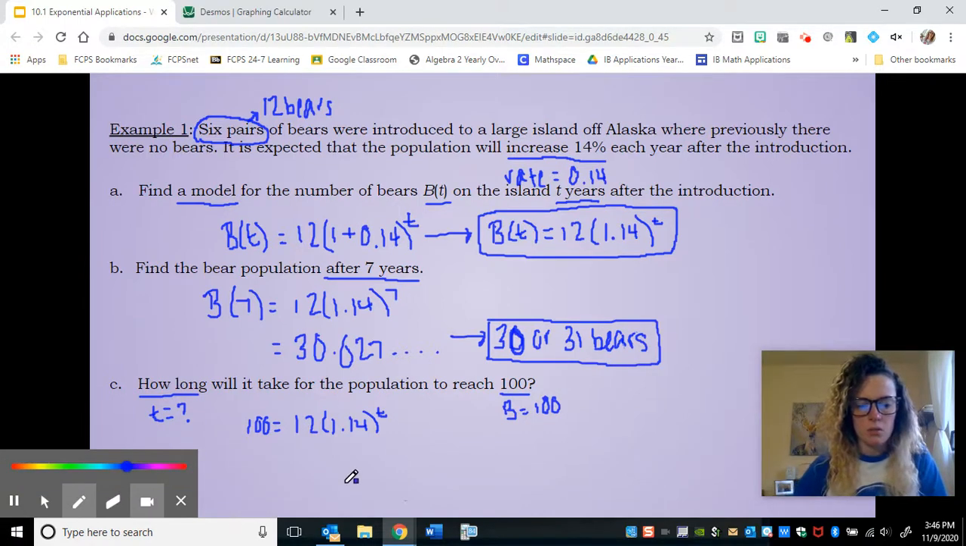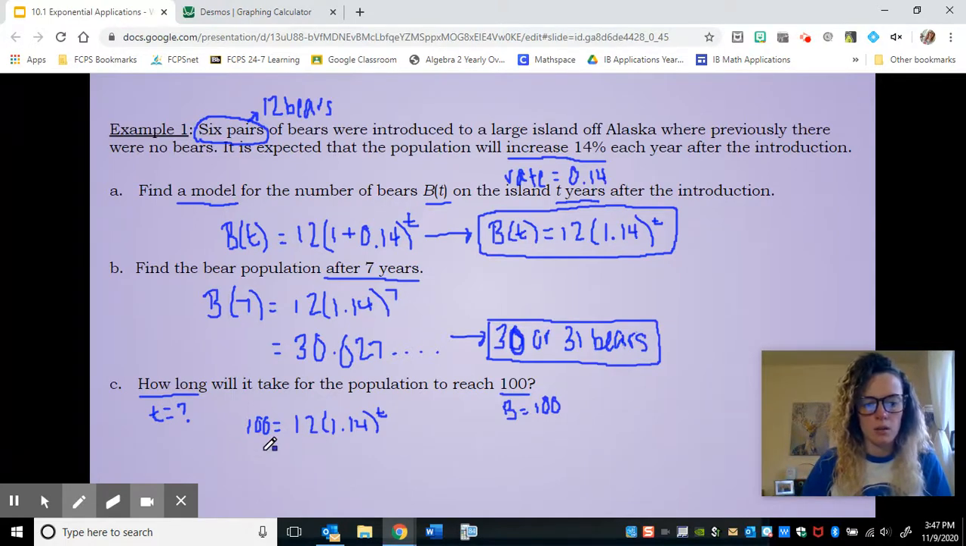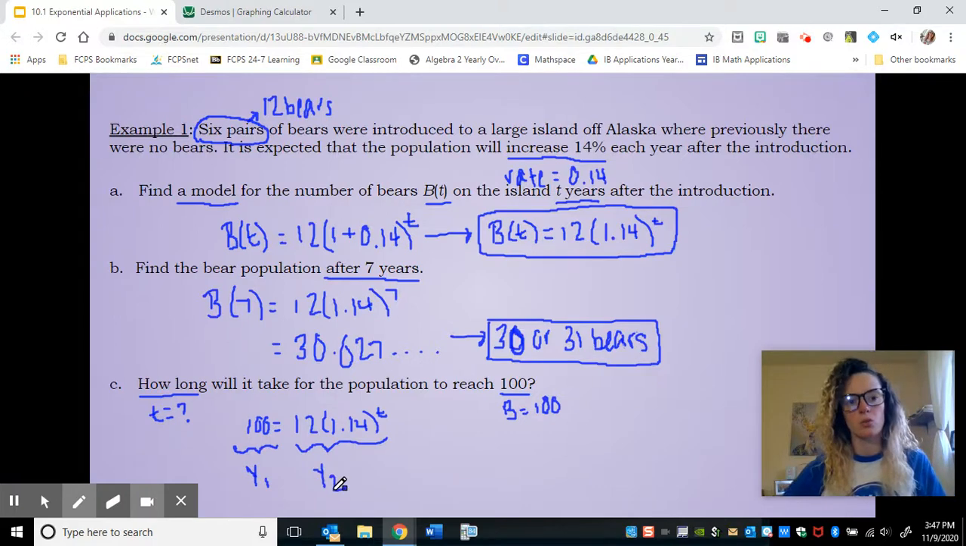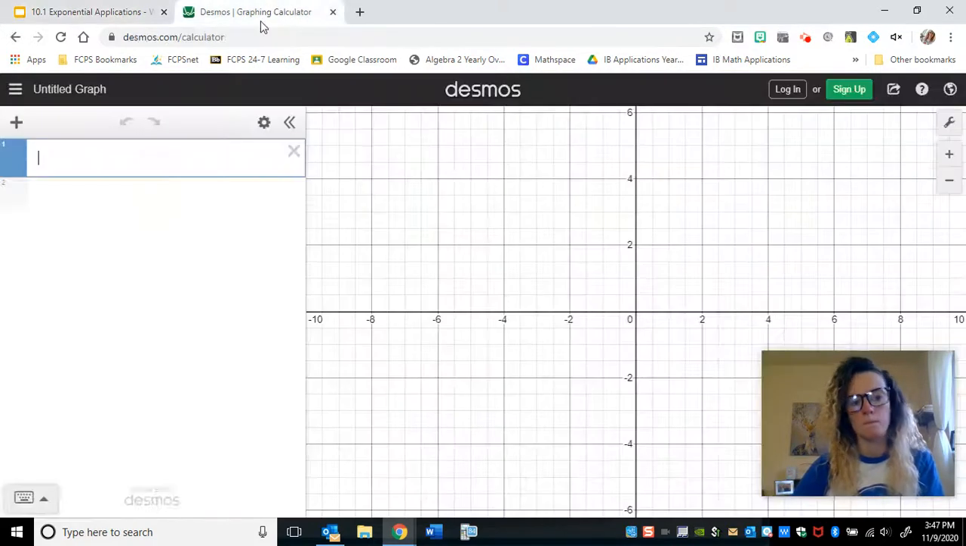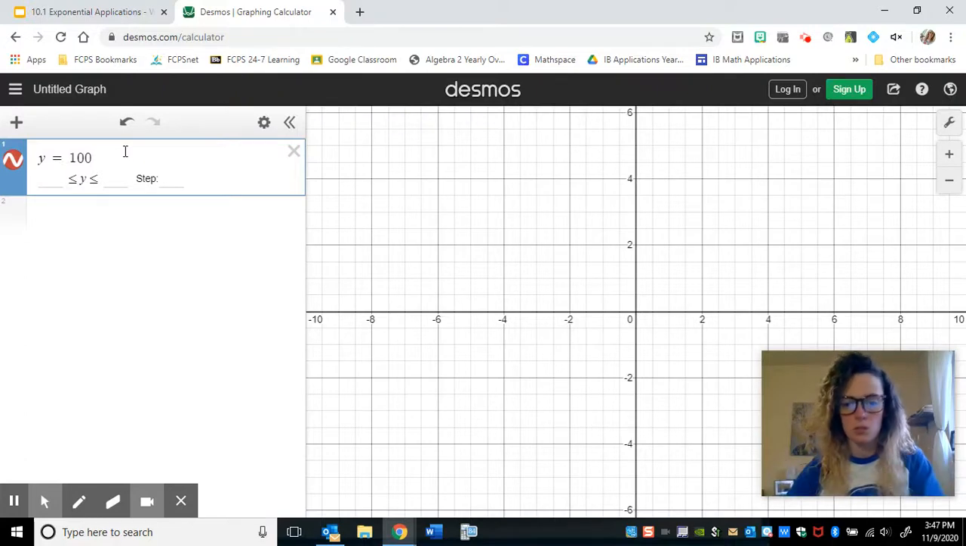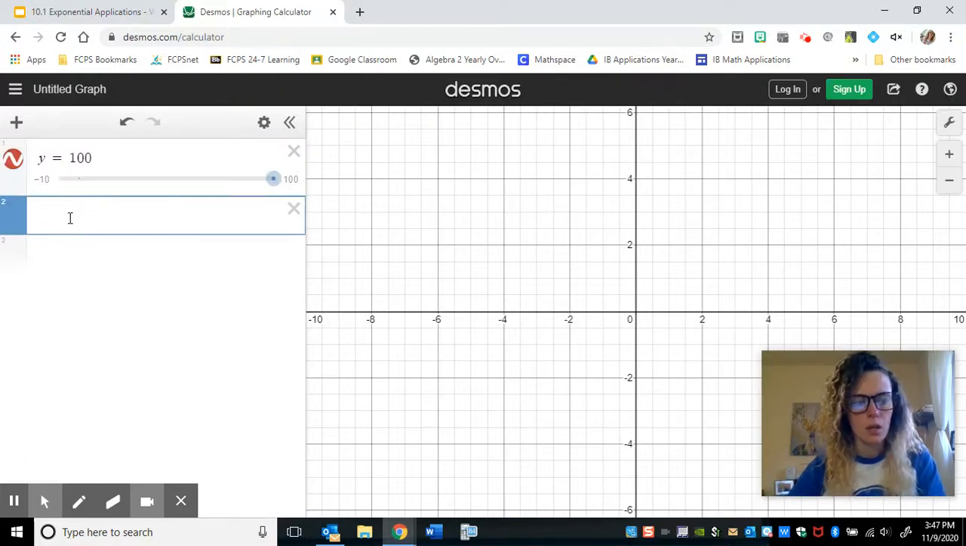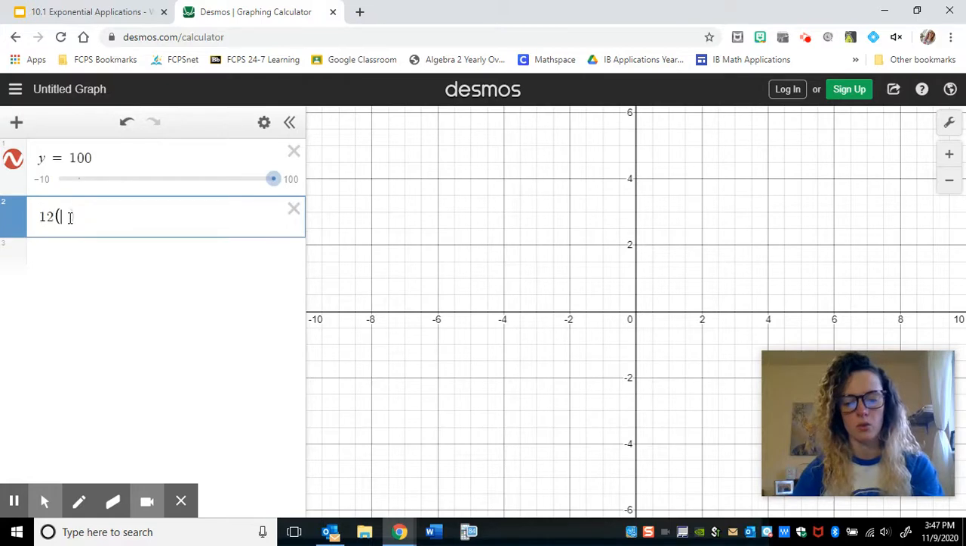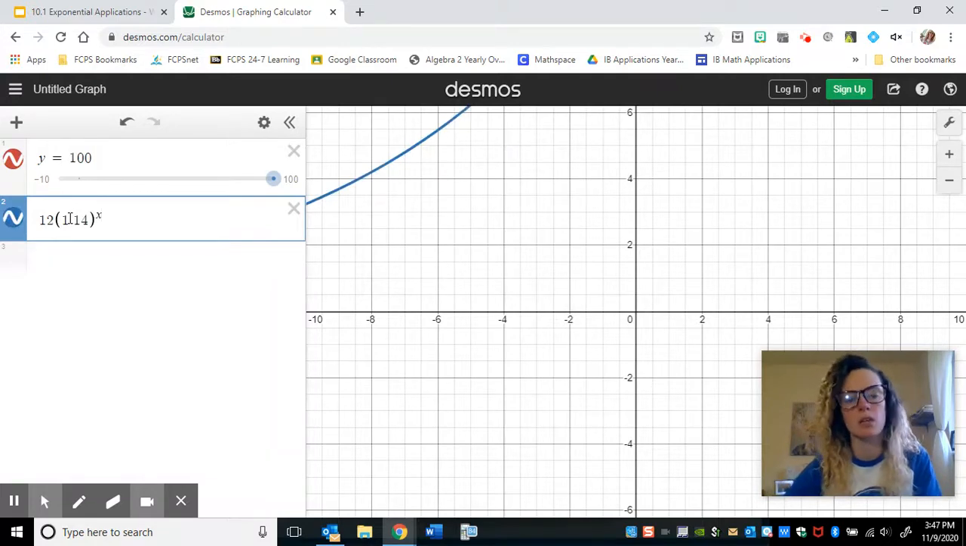All right, so in Desmos, what I'm going to do is type this 100 into the first y. I'm just going to call it y1, and type the right-hand side into y2. So in y1, I'll say y equals 100, just because Desmos needs to be specific about what equals 100. And in y2, I'll have my right-hand side of the equation, again just like a calculator, subbing an x for t instead.